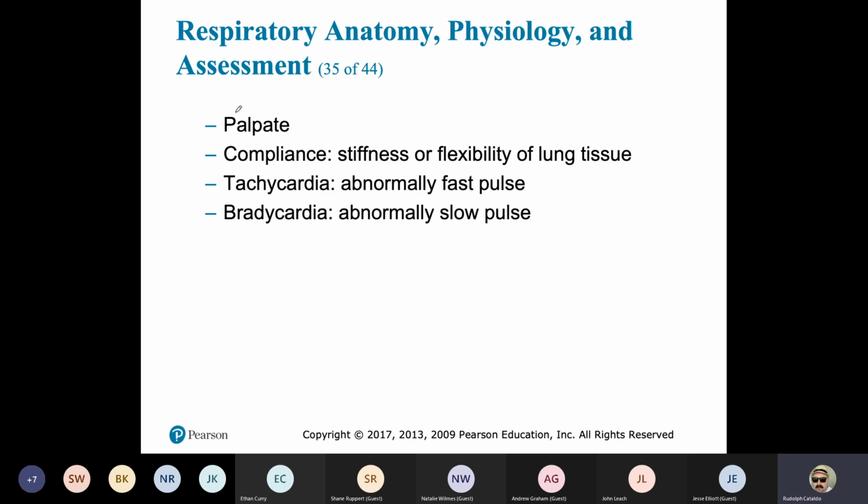Palpate. Look to see if there is something such as a flail segment. Note the compliance if you're bagging this patient. Are they bagging effectively? Is there any issues? And note their pulse. Is their pulse slow or is their pulse fast?